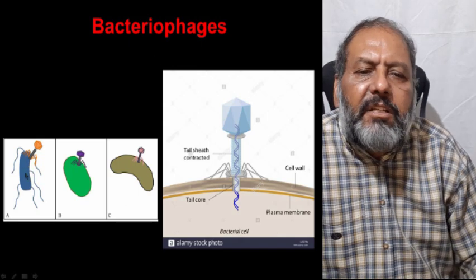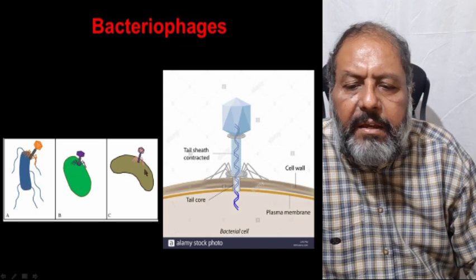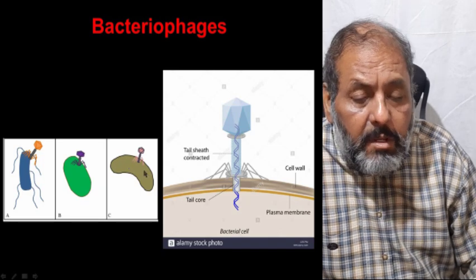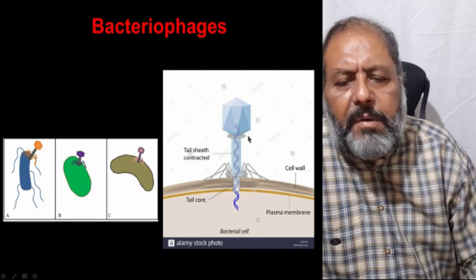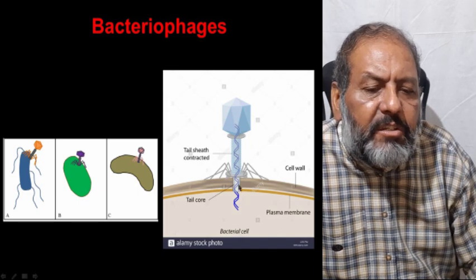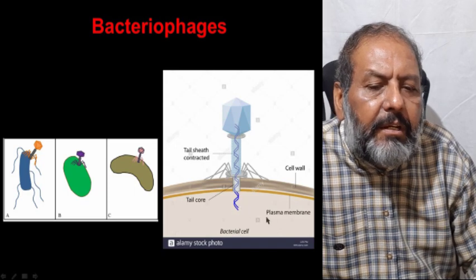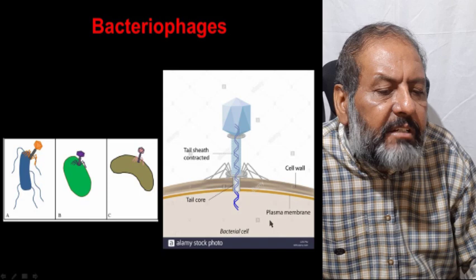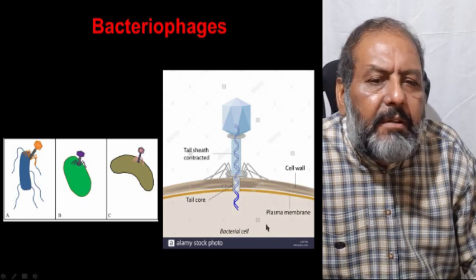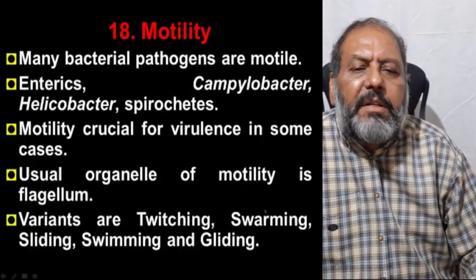Here one can see the bacteriophage. These are just infecting the different bacilli, and here one can see these are infecting the Vibrio and the other comma-shaped bacteria. Here the bacteriophage is infecting and transferring its genetic material through the tail to the bacterial cell, and the bacterial cell becomes more virulent and infective because of having this genetic material transferred through the bacteriophage.